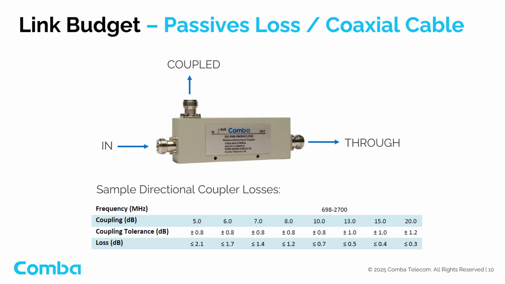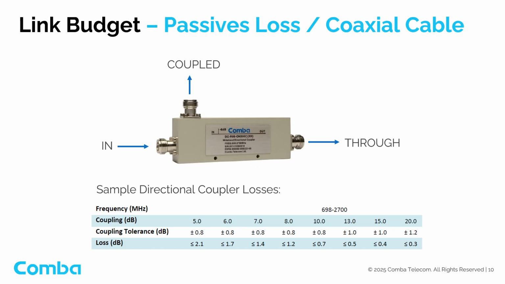This specific directional coupler series, shown on the slide, has coupling values of 5, 6, 7, 8, 10, 13, 15, and 20 dB. The coupled port loss equals the specified coupling value, plus or minus the tolerance, while the through port loss is provided in the loss row of the datasheet. Directional couplers are used when unequal power distribution is required between 2 branches of a passive network. On the other hand, equal power splitters, such as 2-way, 3-way, or 4-way, function differently. They divide the input signal evenly across all output ports.